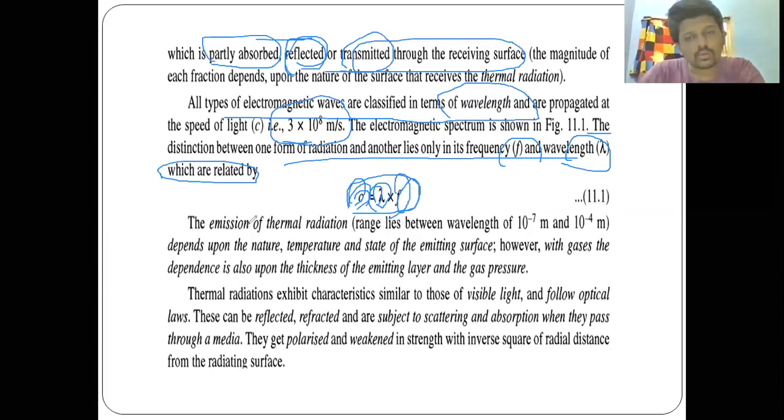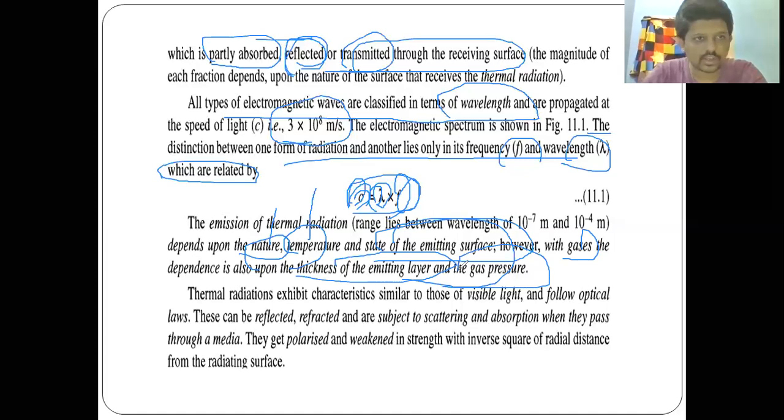Now, as we know, there are different types of radiations depending upon the wavelength and the frequency. These radiations differ depending upon the nature, the temperature, and the state of the emitting surface, the radiating surface. However, gases also depend upon the thickness of the emitting layer and the gas pressure.